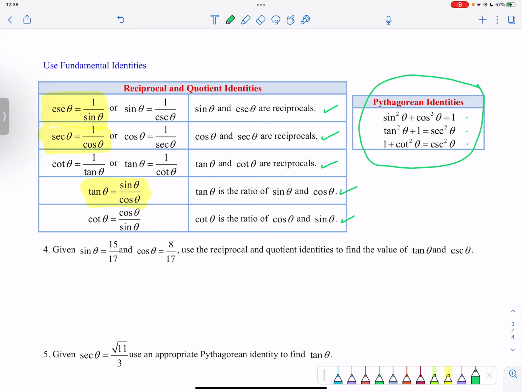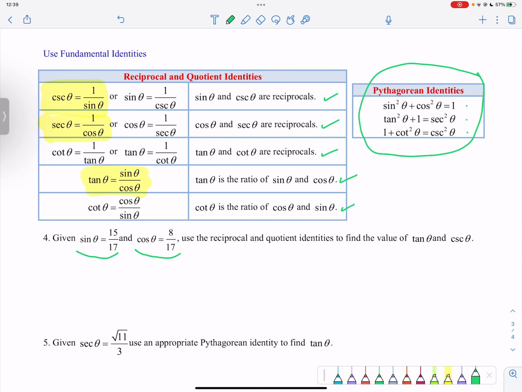Let's try number 4. If we are given that the sine of theta is 15/17 and the cosine of theta is 8/17, they want us to use these identities to find the tangent of theta and the cosecant of theta. So we've already talked about that the tangent of theta is the sine of theta divided by the cosine of theta. So you might want to write those out just to see if you can remember. So that's 15/17 divided by 8/17, and that is 15 divided by 8.